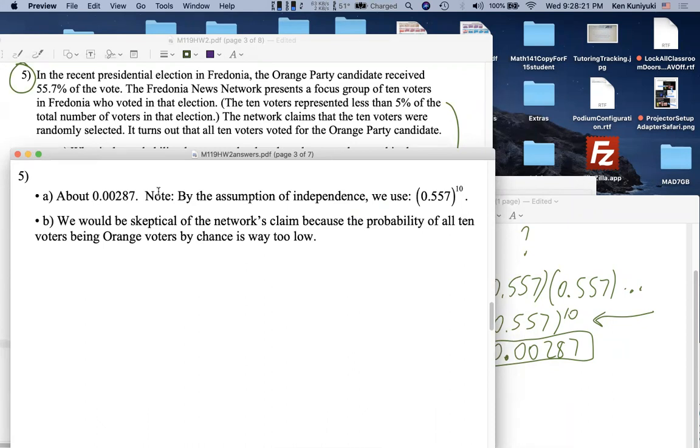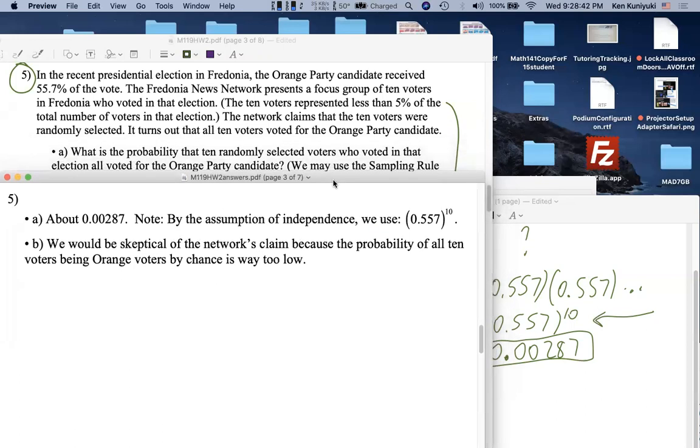And by the way, later on in the last part of the class, when we do hypothesis testing, we're going to formally test this claim in a hypothesis test. That's like the null hypothesis. We would be skeptical of the network's claim of random selection because the probability of all 10 voters being orange voters by chance, assuming no bias, is way too low.